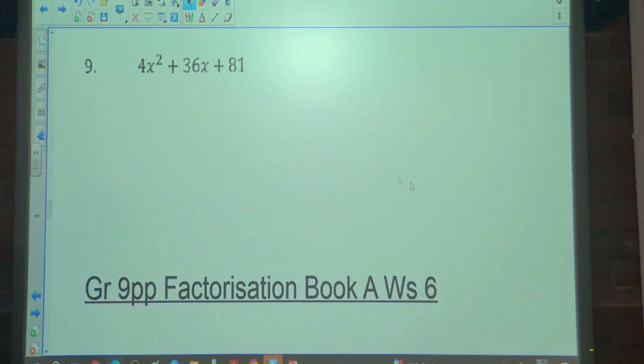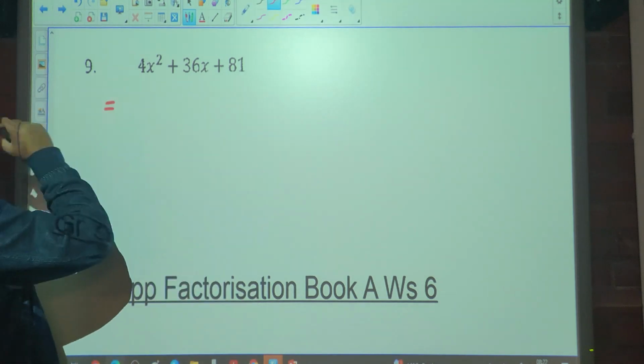Number 9. Is the first term, are there 3 terms? Yes. Is the first term and the last term perfect squares? Yes. So let's do the factorization here.